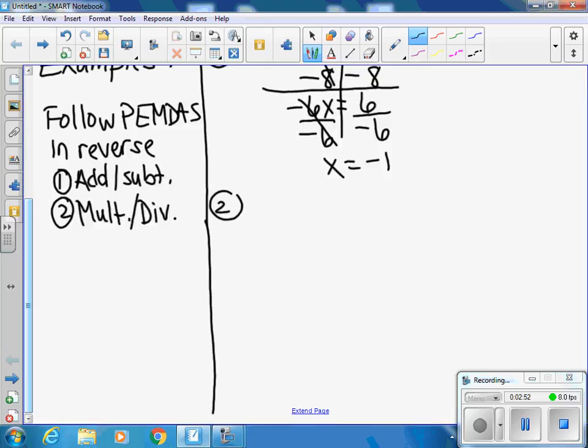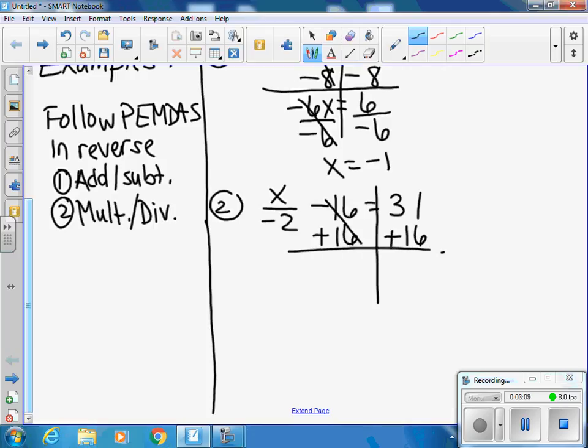For the second one, I have x over negative 2 minus 16 equals 31. This is still a two-step problem, it's just a different variety. You still have to get rid of the add or subtract first. So since I have subtract 16, I'm going to add 16 over, and cancel them off.